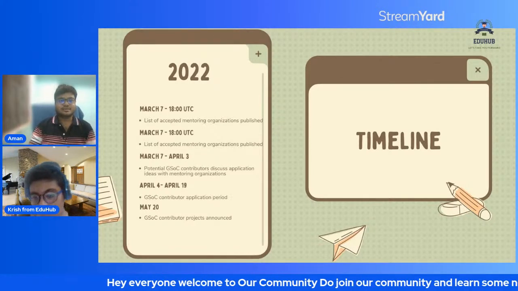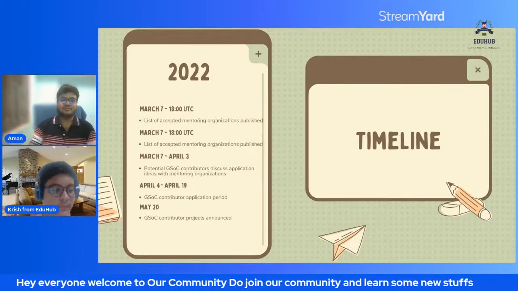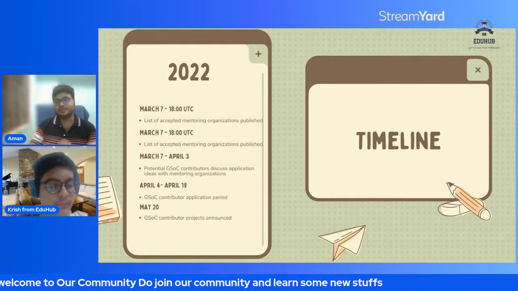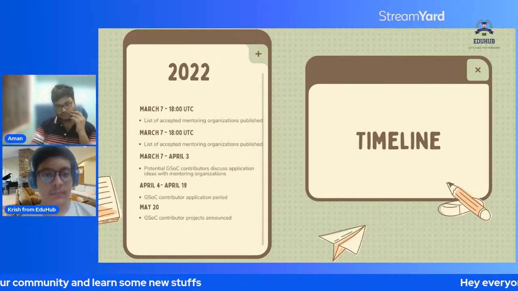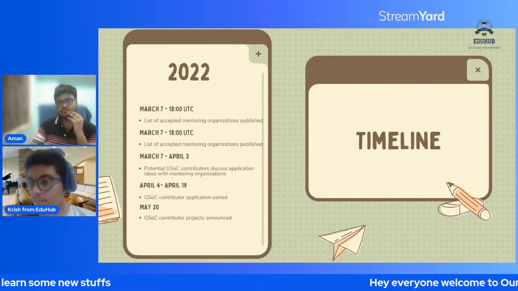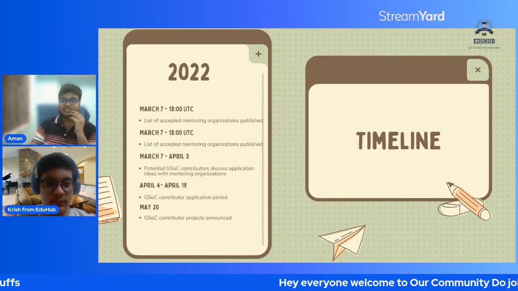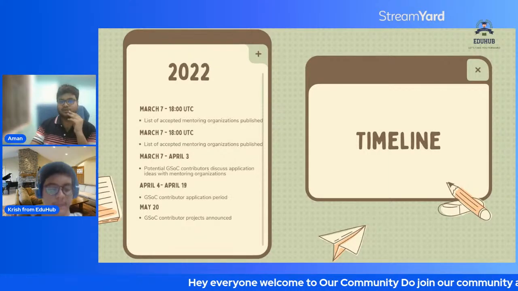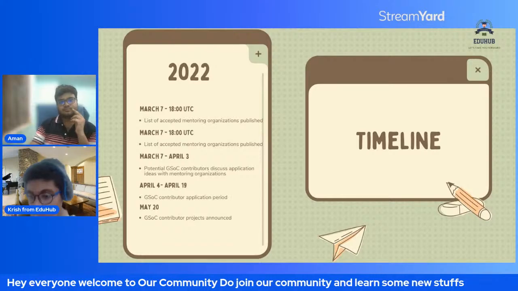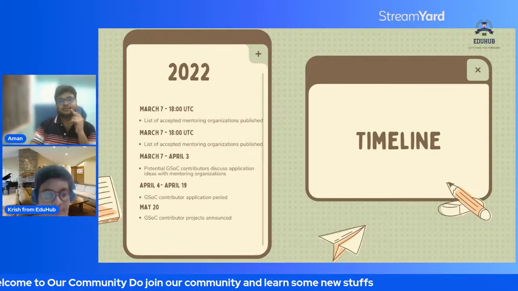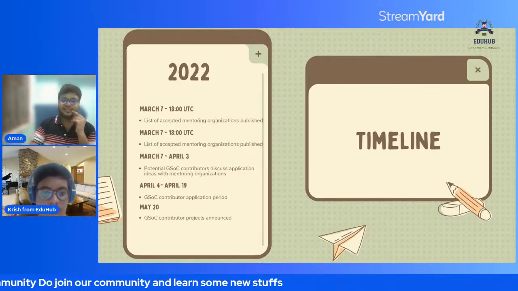So this year, on March 7, the list of all the accepted organizations that were participating in GSOC this year was published. It was published on the GSOC site that I mentioned, so have a look around at that. This is around the same date; I guess I copied the same thing in the slide.